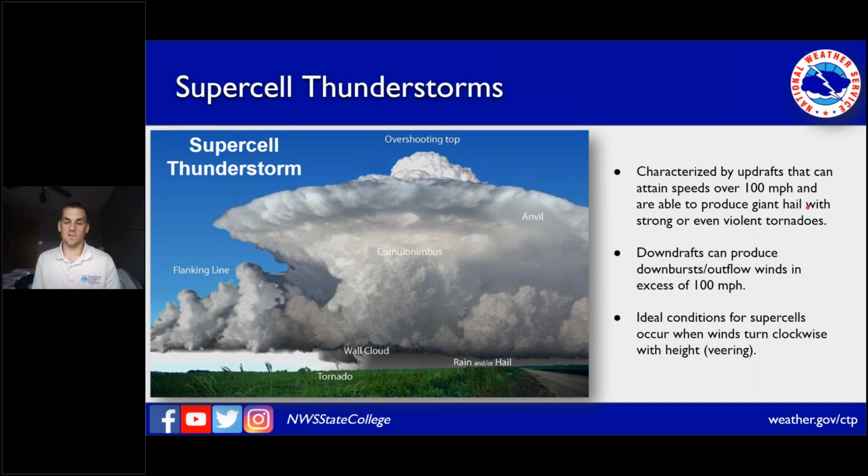So downdrafts, essentially winds, instead of rotating like a tornado would, we can get, again, the downdrafts, so all the rain-cooled air rushing downward to the ground, spreading out. So outflow winds, we've seen damage with these well in excess of 100 miles an hour.